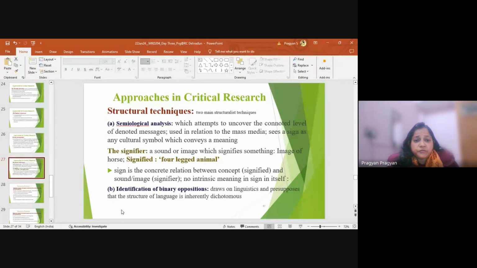There are certain structural techniques here. This is going to be a very important technique, so let's take a few minutes for this. Semiological analysis is very important nowadays. The overall semiological analysis is basically focusing on two things. First is the signifier, and the second is the signified. Signifier means a sound or image which signifies something. Like I say horse, the sound of horse or the image of horse, but the signified is a four-legged animal.